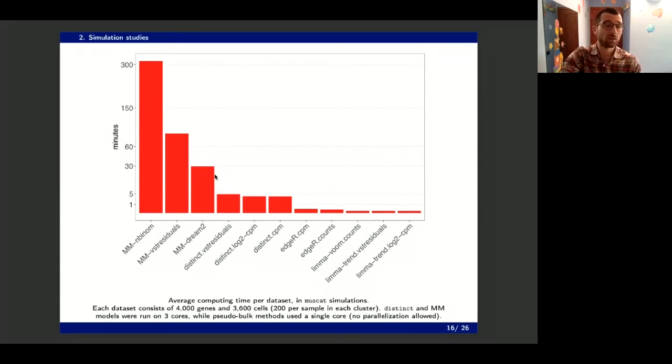And then time increases a lot for mixed models, and it ranges between 30 and 300 minutes. Keep in mind that these methods used 3 cores for distinct and mixed models, while pseudo-bulk actually only ran on a single core because they don't allow for parallelization.